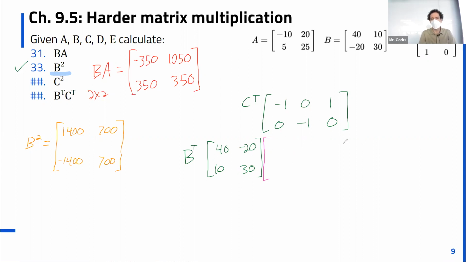So what is our first row here? -40. Sorry, louder. 20 and 40. -10, -30, and 10.